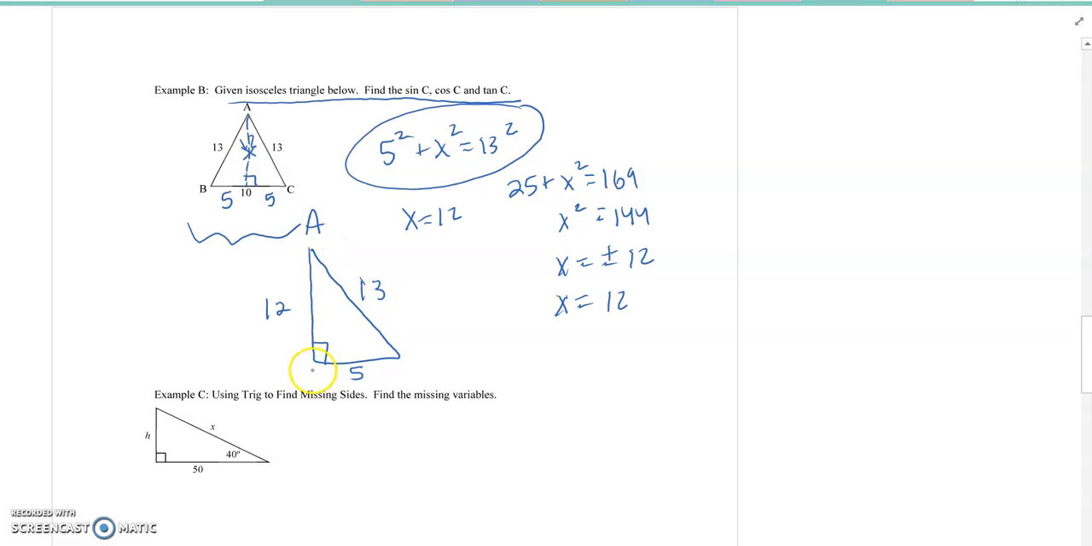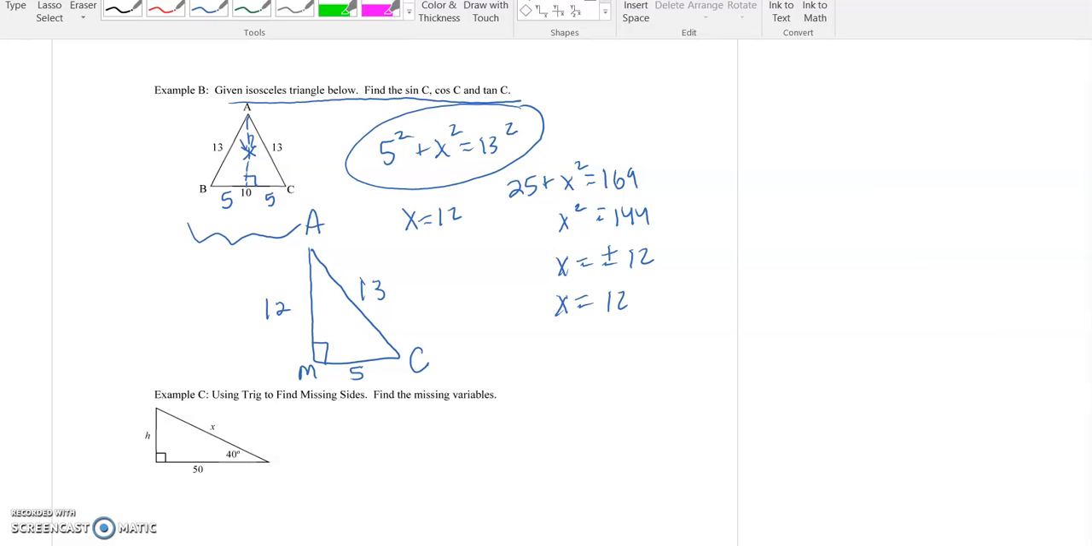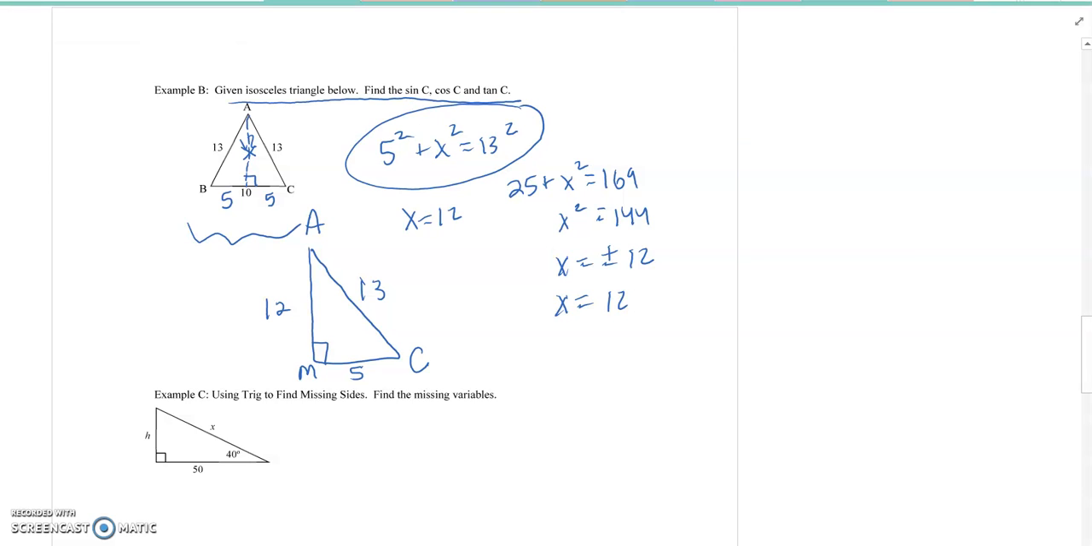We can call it whatever we want. We'll call it M. And then this is C. We needed to do this because it asks for the sine of C and the cosine of C and the tangent of C, and we needed a right triangle. So there is C. So this is the opposite, this is the adjacent, and this is the hypotenuse.